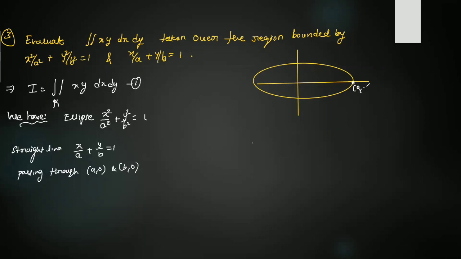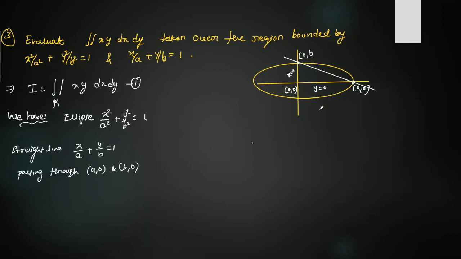These are the points a comma 0, 0 comma b, 0 comma 0, y is equal to 0, x is equal to 0. And we have a straight line which passes through a comma 0, 0 comma b. This is the straight line we have. What is the bounded region, guys? Triangle only. Is it a triangle? Yes, sir. If it is a triangle, it is bounded by y is equal to 0, x is equal to 0, and the straight line.